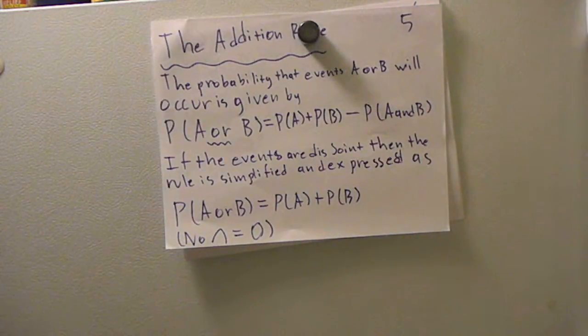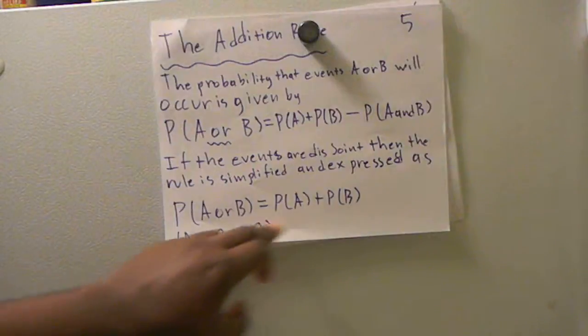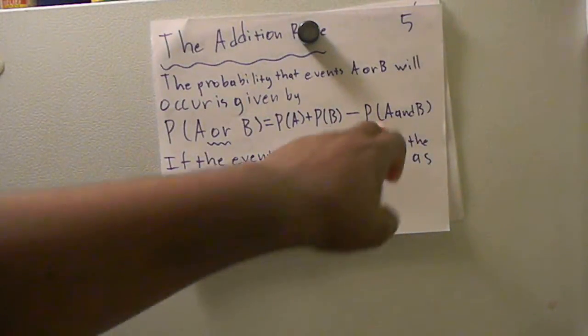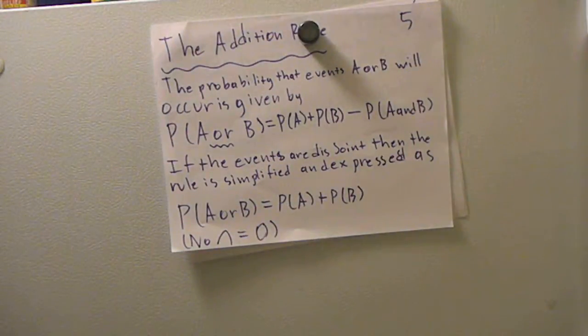This is quite similar to the first formula because you have the probability of A and the probability of B. But because there's no intersection, the probability of A and B is 0, so we just won't use it.